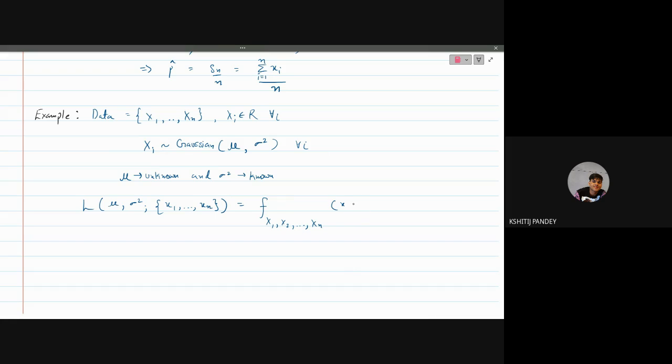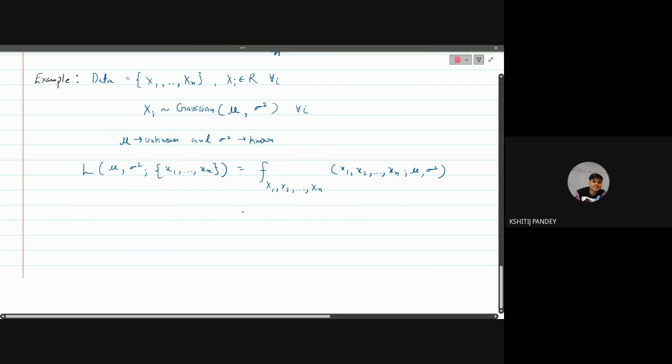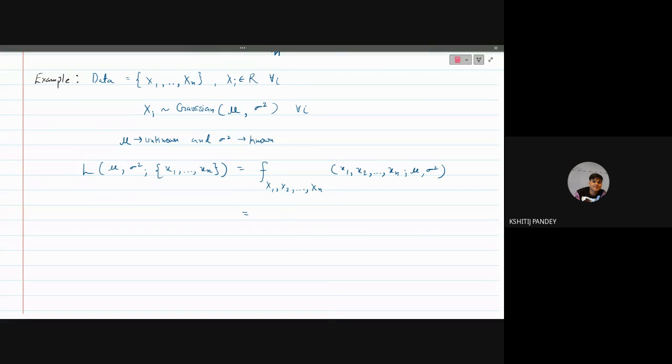So the data is x1, x2 up to xn, and the unknown parameter we have is mu, and the known one is sigma square, that is the variance. Now simply, as the xi's are independent, this is nothing but the product over i from 1 to n of f of xi, taking some value small xi, when your candidate parameters are mu and sigma square.